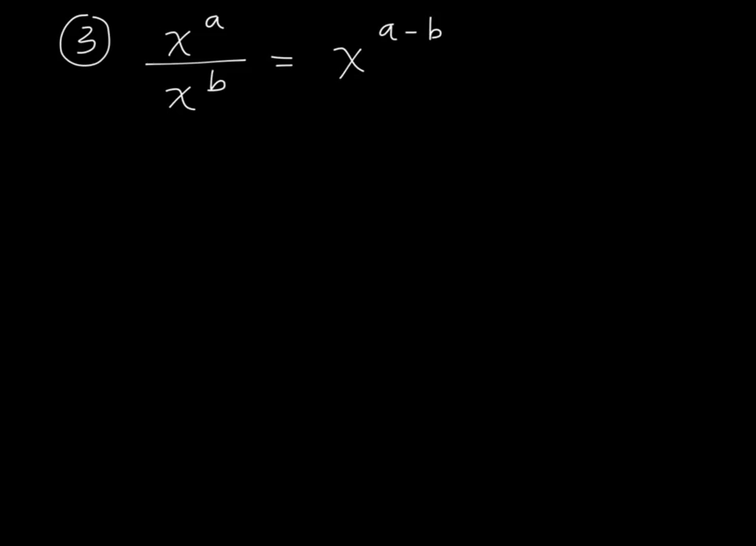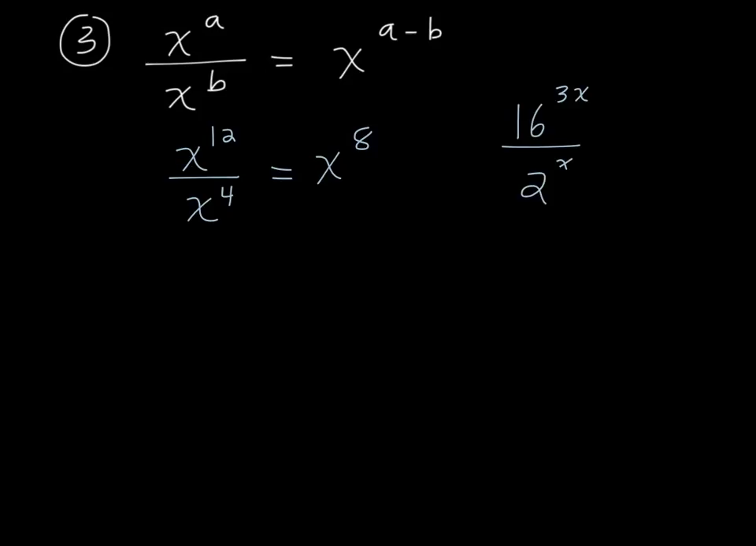Okay, next rule says that when we have the same base and we are dividing, we get to simplify this by writing that same base of x, and then we get to subtract our powers. So we're talking about x to the 12th over x to the 4th. A lot of times people will think this is going to become x to the 3rd, but this is going to be x to the 8th because you subtract your powers.